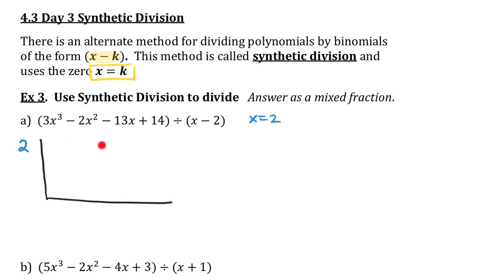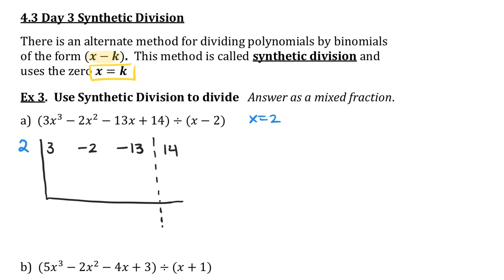Now on the top row here, I put the coefficients of this polynomial in order. If something's missing, I put a 0. So 3x to the third, negative 2x squared, negative 13x, and then positive 14. Now there's going to be a remainder. I like to put a dash line here to help remind me when I get to the remainder. Okay, this is the setup. Now let's try it for real.